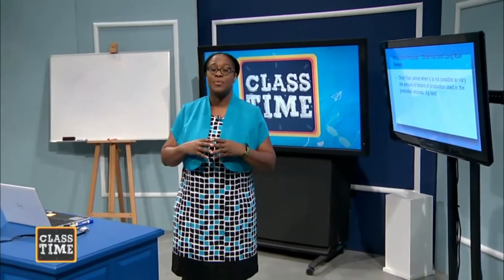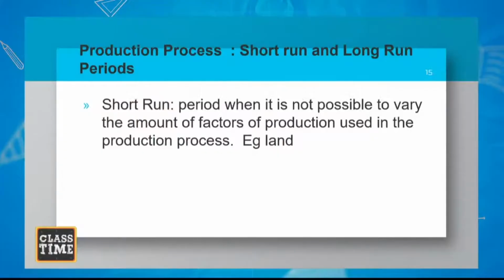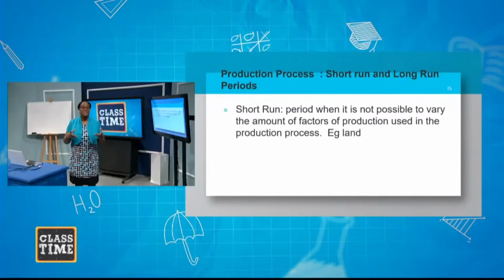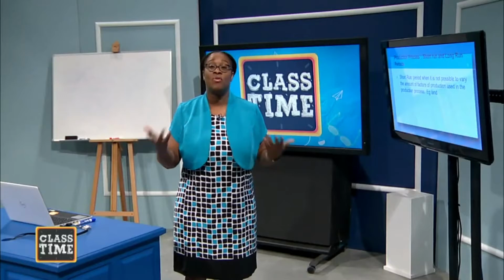And just to recap, short run refers to that period of time where it is not possible to vary the amount of factors of production that are used in the production process. For example, your land space, probably your factory space at the time you're just starting up the business, it's fixed, right? Then you have the long run period, and usually the capacity of the firm increases over time.